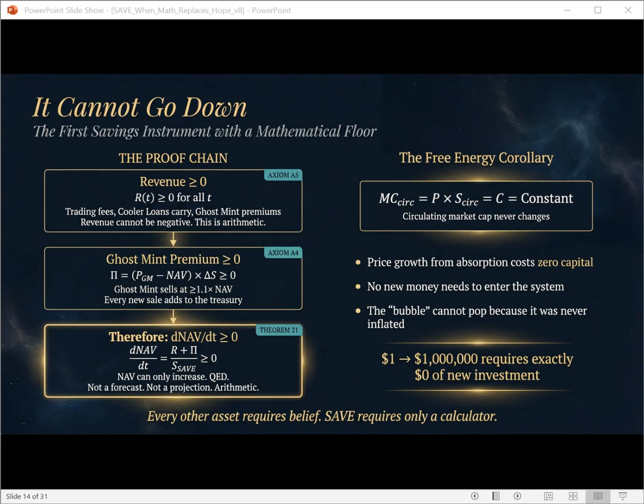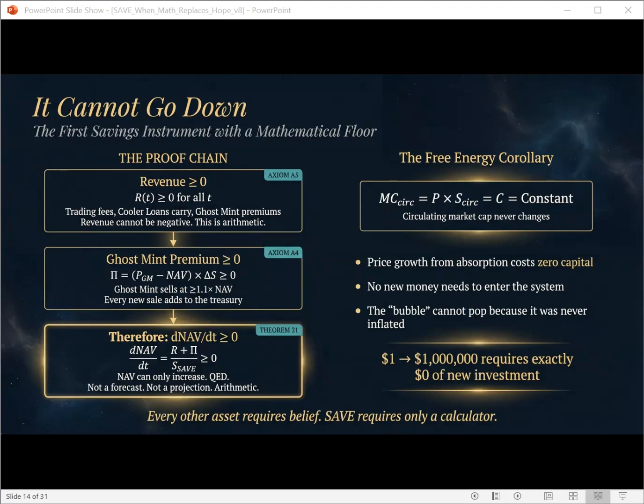So this is the single most important slide here. The NAV of SAVE token, the exchange rate between SAVE and RISE, is governed by a simple equation. dNAV/dt = (R + ρ) / S, where S is the number of SAVE tokens. R is revenue. Revenue comes from trading fees, cooler loan carry, ghost mint premium, and liquidation fees.